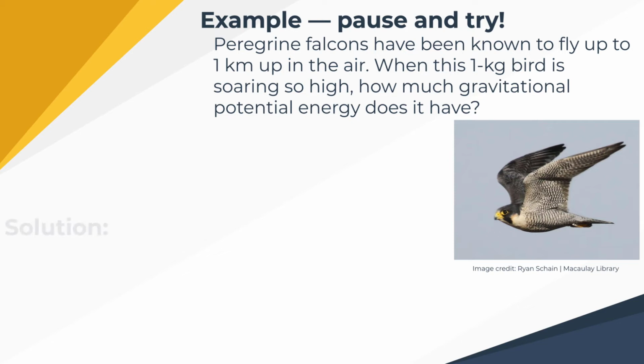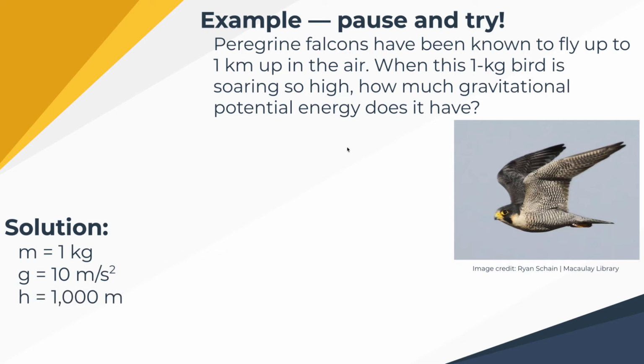So in order to solve this, we need to first consider the variables we need. We need to know mass, we need to know gravitational acceleration, which on Earth is 10, and we need to know height off the ground. So the mass of this bird is 1 kilogram, g is always 10, and the height it's flying is 1 kilometer up in the air, which is actually 1,000 meters, because remember that our formula only works if we use meters for height. So here's our formula.